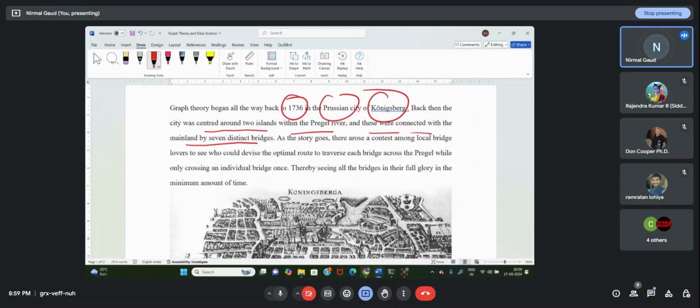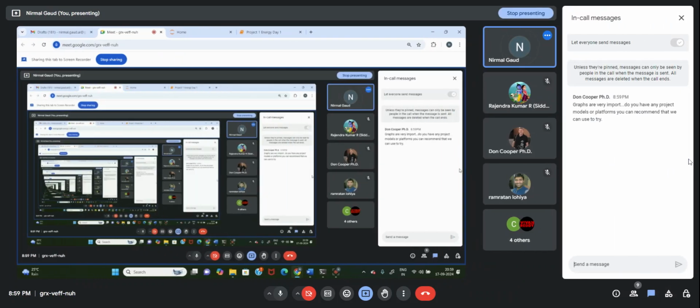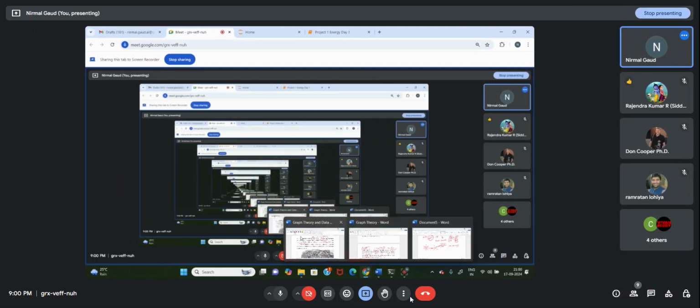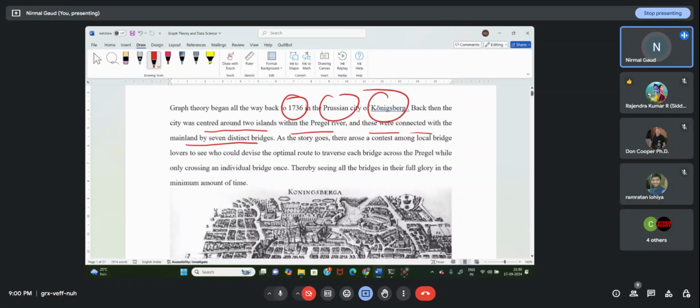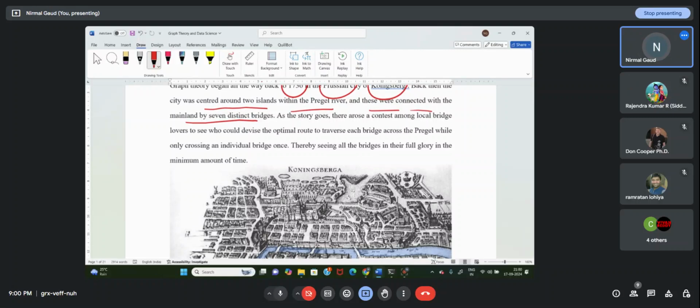Fine. Is my screen entirely visible to all now? Fine, you can see. Okay. Graphs are very important. Do you have any project platforms? Okay, fine. Platforms you can recommend. Yes, sir, I will recommend. I will tell.